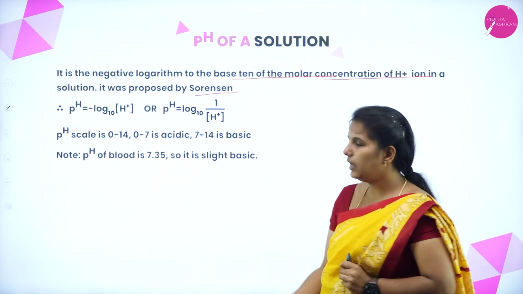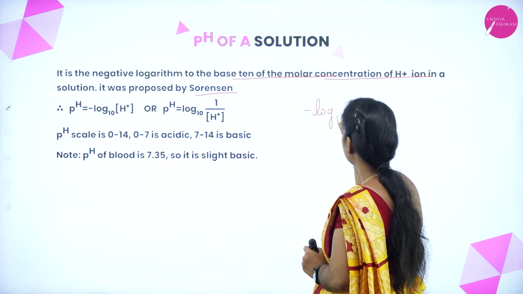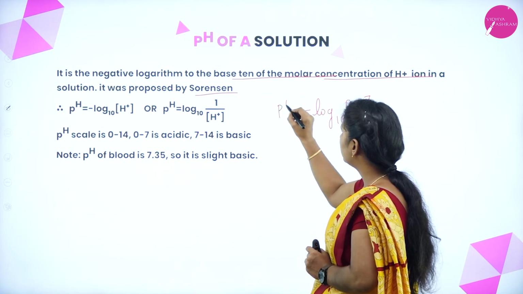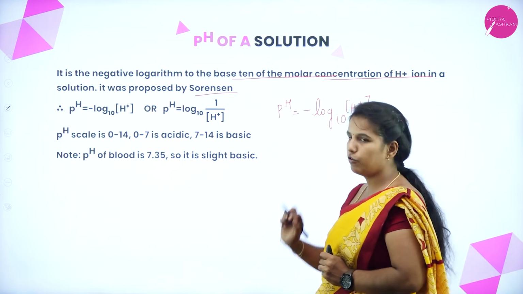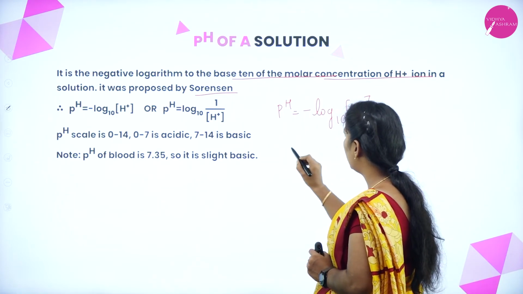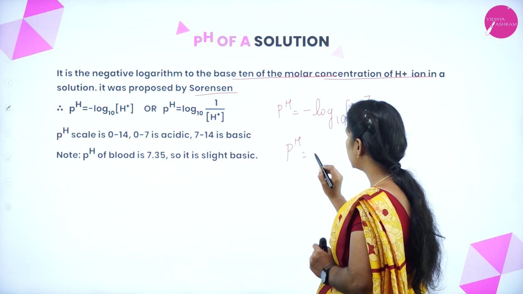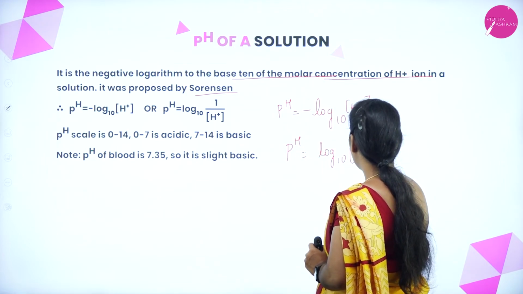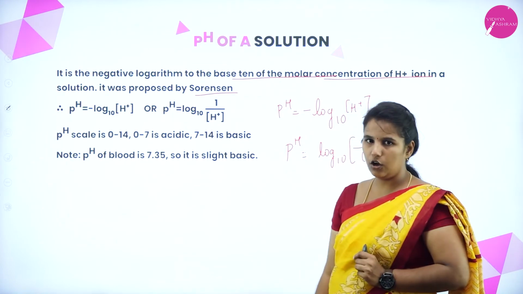So what does it mean? It is nothing but the negative logarithm of base 10 of the molar concentration of the H plus ion, and it is nothing but pH. This definition was given by Sorensen. Now, if you remove the negative log from this equation, I can rewrite this pH as log base 10 of 1 divided by the molar concentration of the H plus ion.